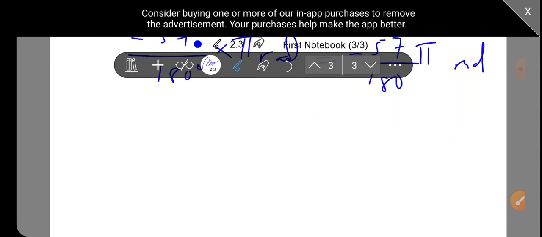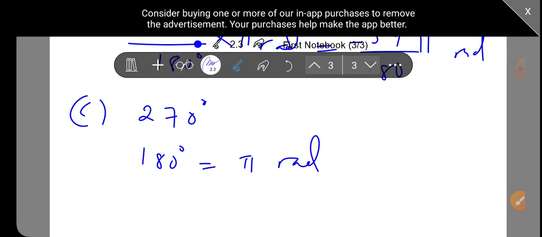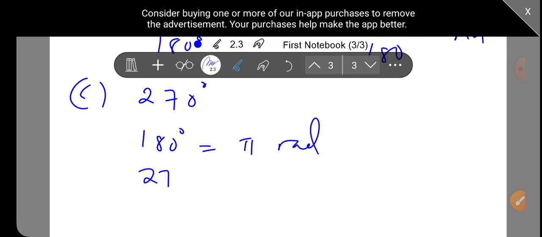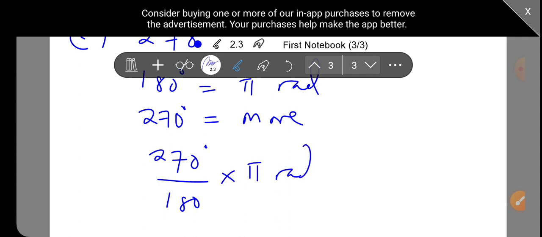Here you can change anything. Let's try something new. Someone can say, what about if it is 270? All right, let's try 270 degrees. Well, it'll be the same. You say 180 degrees is equal to pi rad. What about 270? It's going to be more because it's bigger than 180. It's always on top, the one you are finding. So 270 divided by 180 times pi rad.